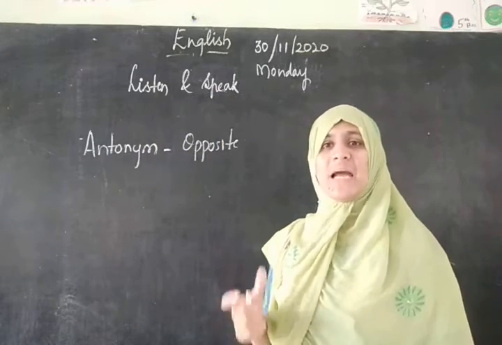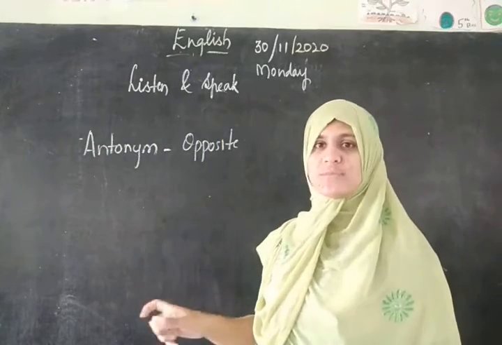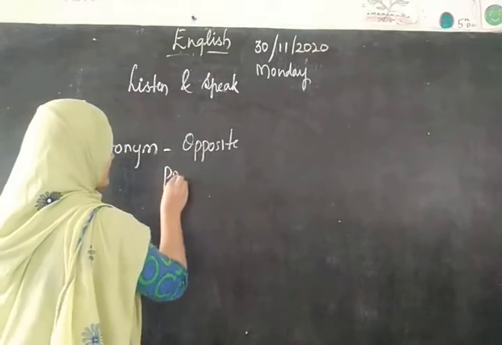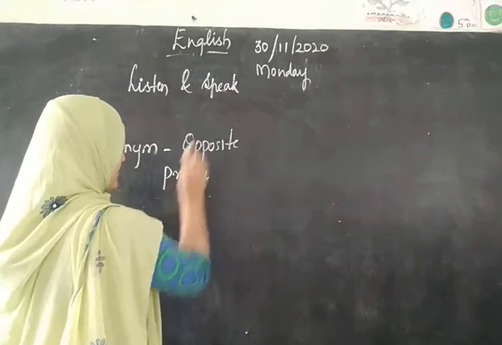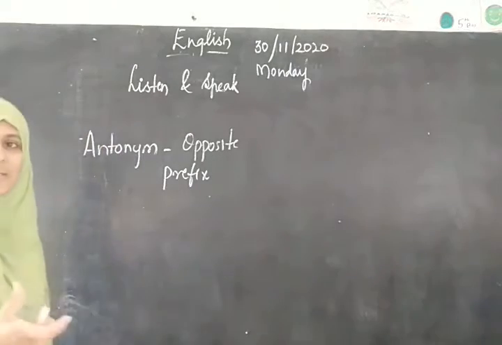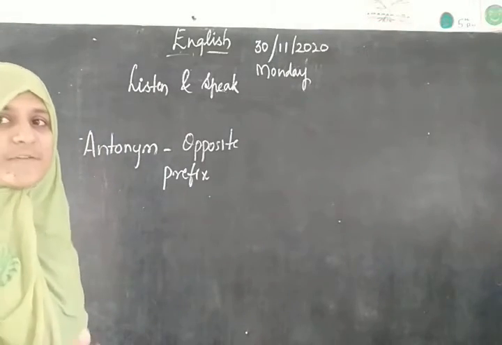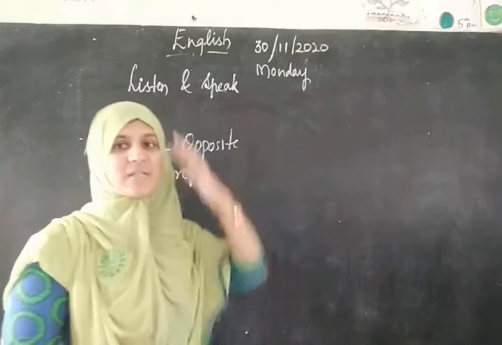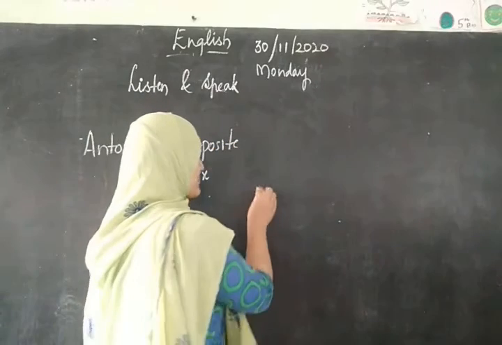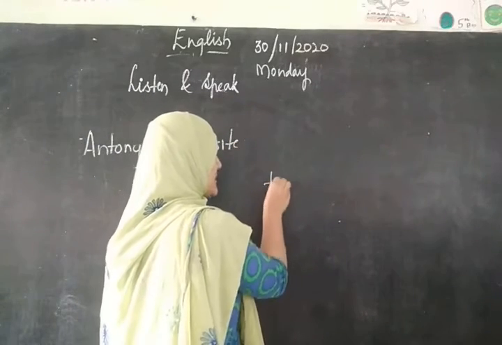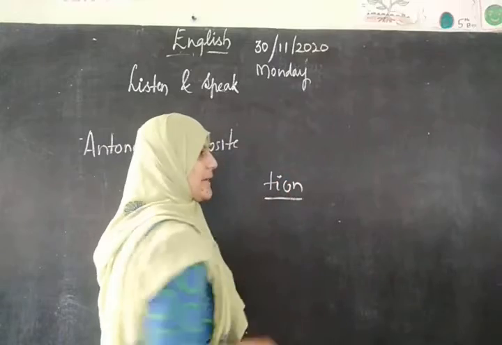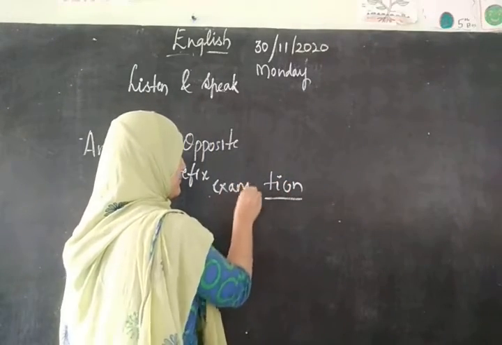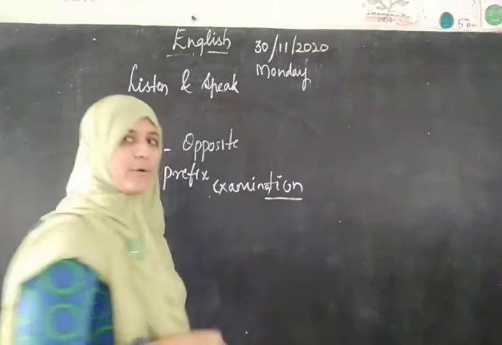You can make antonyms or opposite words by adding prefixes. I already told you what affixes are. A prefix is where you add letters before the word, and a suffix is where you add letters after the word. Prefixes and suffixes don't have their own meaning. Example, I can say TION, which we add to the end. Example: exam, examination. This is an example of a suffix.